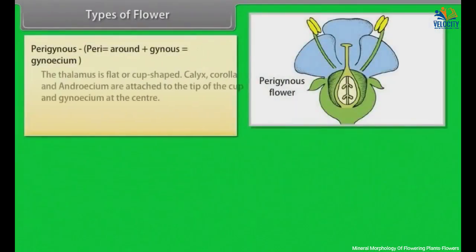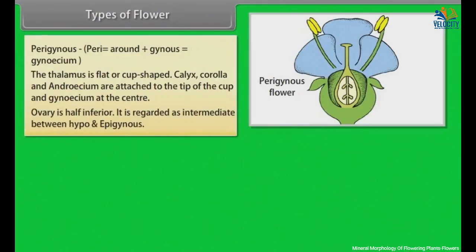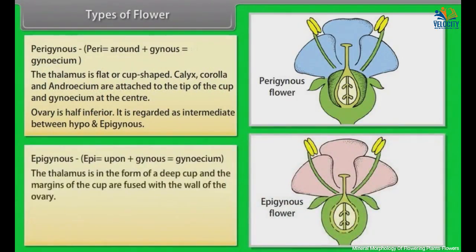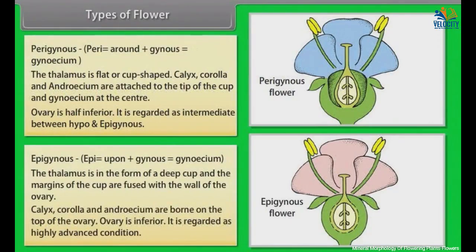Perigynous. The thalamus is flat or cup-shaped. Calyx, corolla, and androecium are attached to the tip of the cup and gynoecium at the center. Ovary is half inferior. It is regarded as intermediate between hypogynous and epigynous. Epigynous. The thalamus is in the form of a deep cup and the margins of the cup are fused with the wall of the ovary. Calyx, corolla, and androecium are borne on the top of the ovary. Ovary is inferior. It is regarded as highly advanced condition.